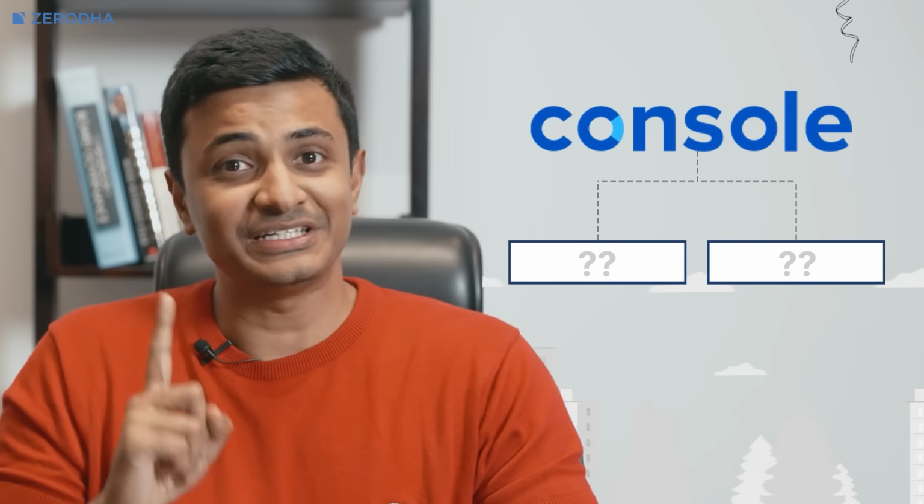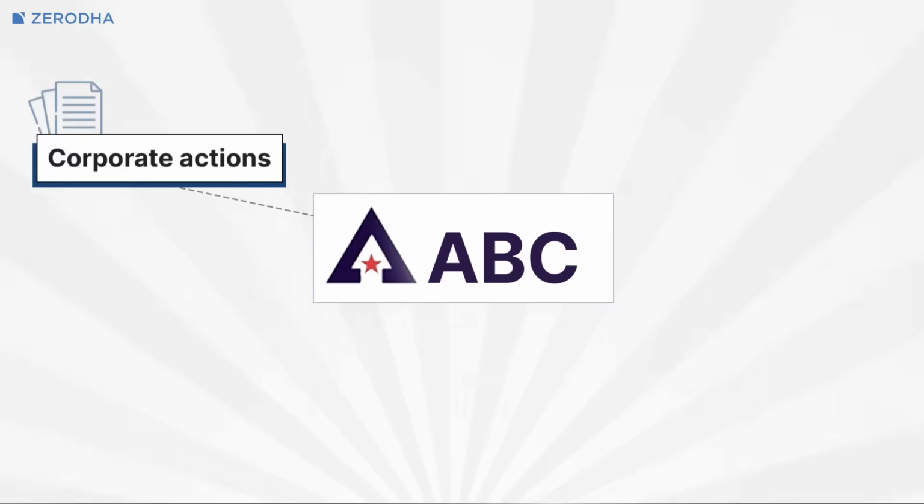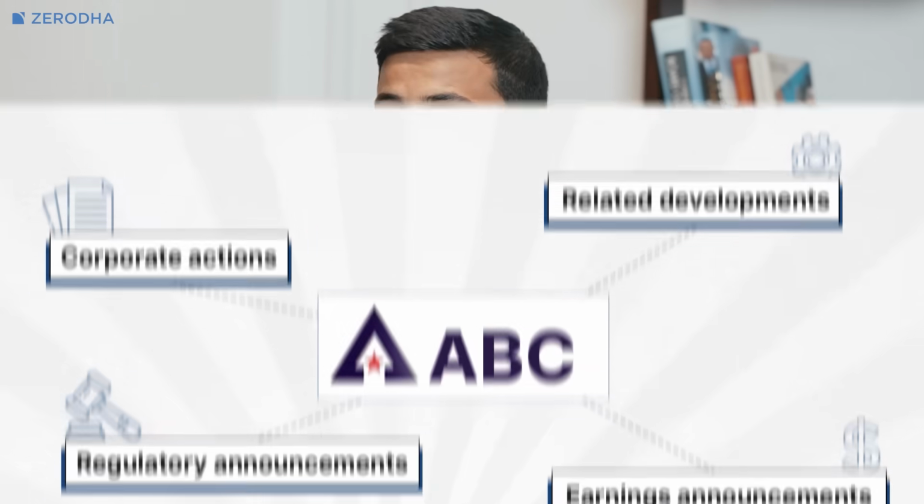We now have two new features on Console. The first feature is called Timeline. If you have invested in stocks, there are many events and developments that can affect your investments, like corporate actions, earnings announcements, regulatory announcements, related developments, etc. However, there is no single place where you can view all of the factors affecting your investments.